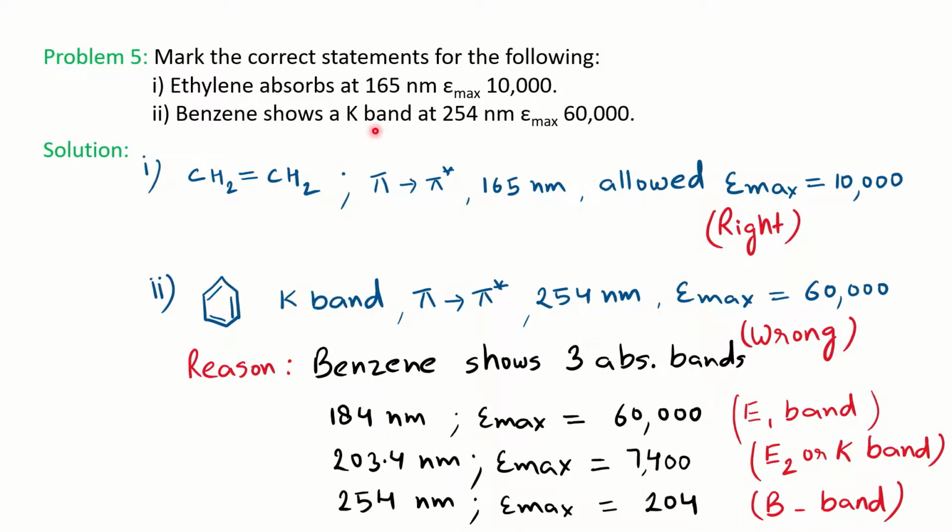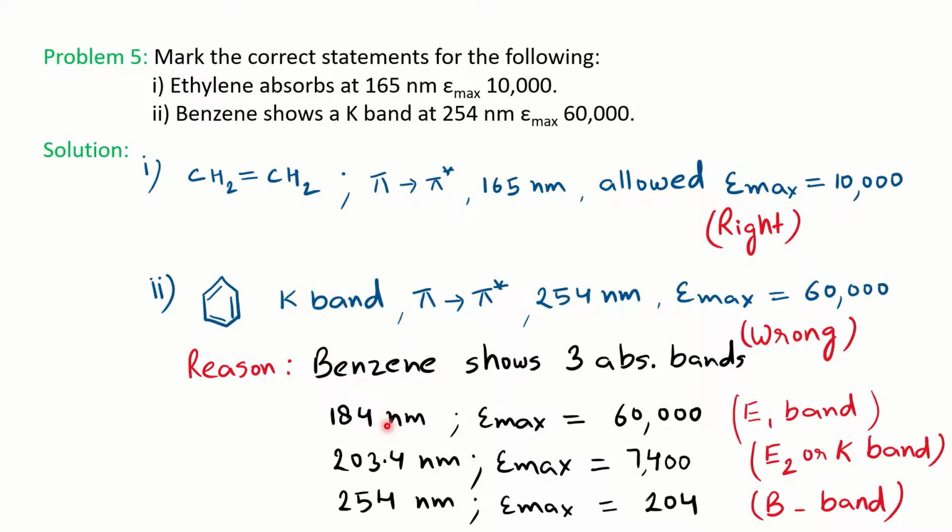Now our data is given as K band 254. So this is wrong. You can see the K band occurs at 204. Okay, so 254 is for the B band. Moreover, the epsilon value 60,000 is for E1. Okay, so if it is the K band, the epsilon value, the molar absorptivity value, should be 7,400. So in that way, we can say the statement is wrong.